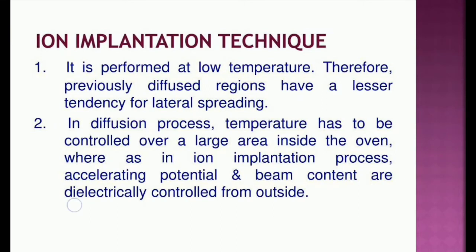First one is the ion implantation technique. Generally, diffusion has two important processes, ion implantation and isolation techniques. It is performed at low temperature. Therefore, the previously diffused regions have a lesser tendency for lateral spreading. In the diffusion process, the temperature has to be controlled over a large area inside the oven, whereas in the ion implantation process, accelerating potential and beam current are electrically controlled from the outside.